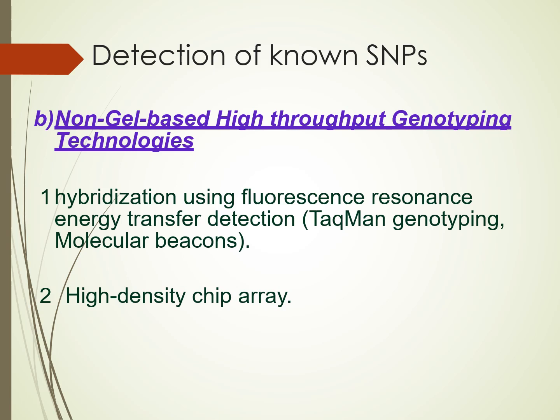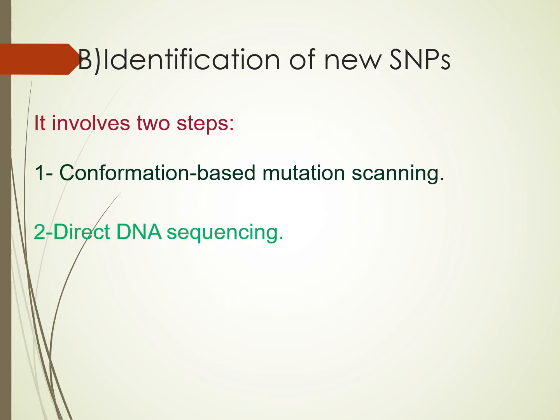The first one is hybridization using fluorescence resonance energy transfer detection. Examples are TaqMan probe genotyping or molecular beacons. That also we have discussed in the last semester, in molecular diagnostic tools. And next is the high density chip array. This is the DNA microarray method where we can use Affymetrix chips for the detection of the SNPs.